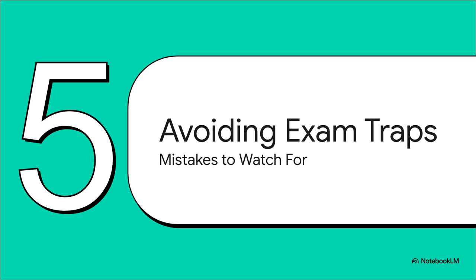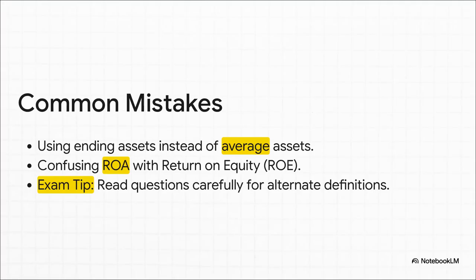Getting these details right is absolutely crucial. So here are the big ones to watch out for. First, the classic mistake, using ending assets instead of the average. You should always calculate the average unless the question specifically tells you to do something else. Second, don't mix up ROA with its close cousin ROE. They sound similar, but they measure very different things. And finally, here's a huge tip from the source material. Read the question carefully. The exam might throw you a curveball, giving you a slightly modified definition of the ratio, so you have to stay sharp.